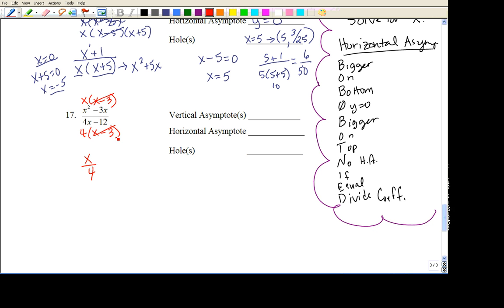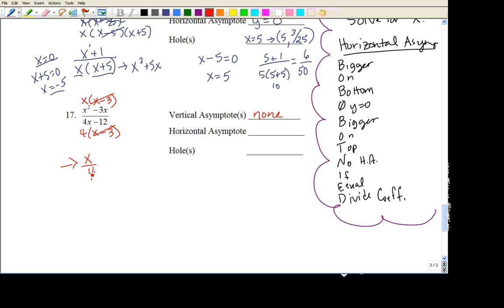For the vertical asymptotes, I look at my new equation here, and I say what x value would make my denominator 0? Well, I don't have any x's in my denominator, so therefore I will not have any vertical asymptotes. For the horizontal asymptote, use the BOBO BOTN rule. So if it's bigger on bottom, y equals 0, bigger on top, there's no horizontal asymptote. And if it's equal, we'll divide the leading coefficients.